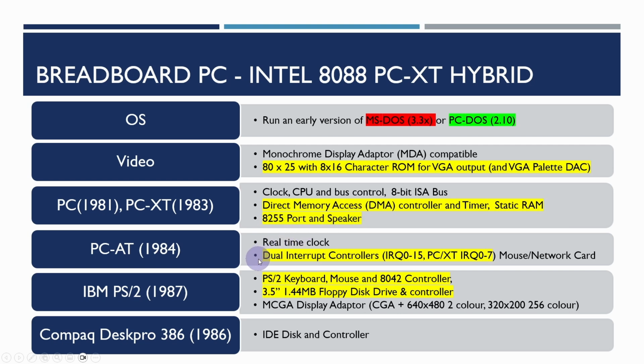We also have dual interrupt controllers for the breadboard PC, so we're able to add a mouse and network card in later stages, and also we're using a PS/2 keyboard mouse controller and 3.5-inch floppy disks rather than the older 5.25-inch ones. So this means that we do need to make some changes to the diagnostic ROM code.